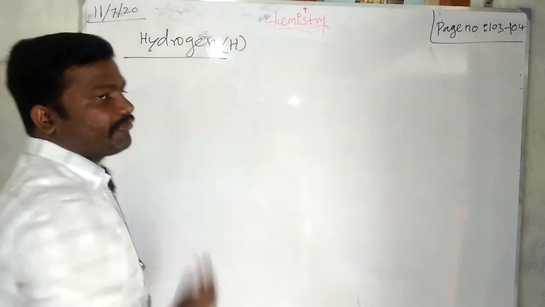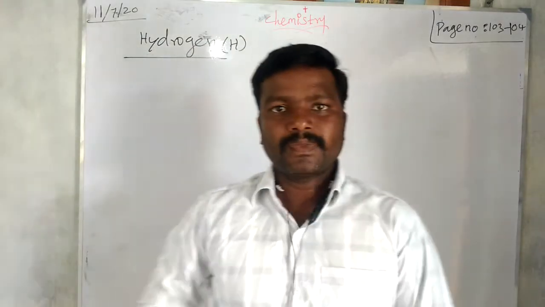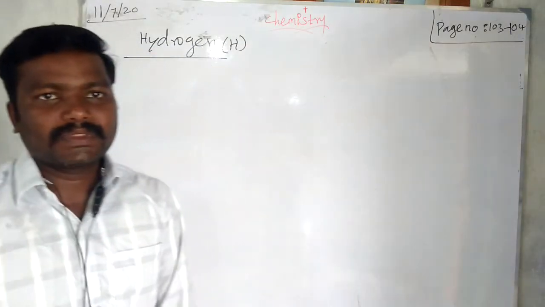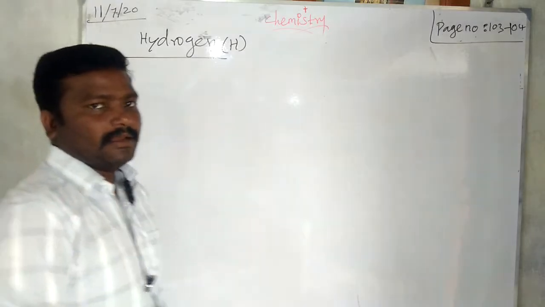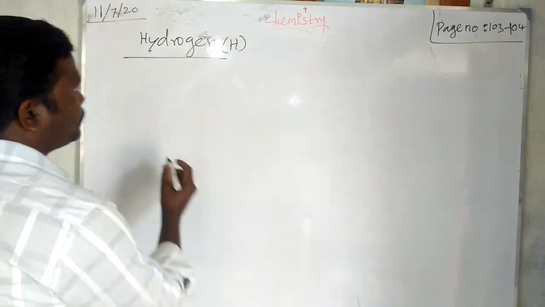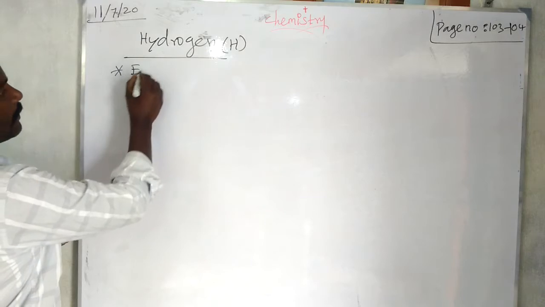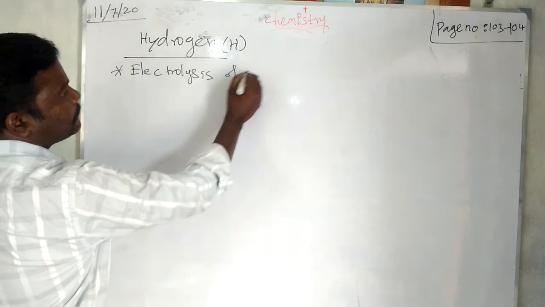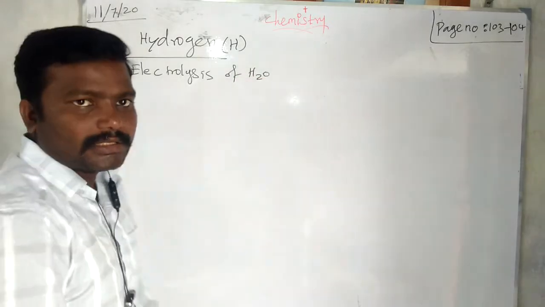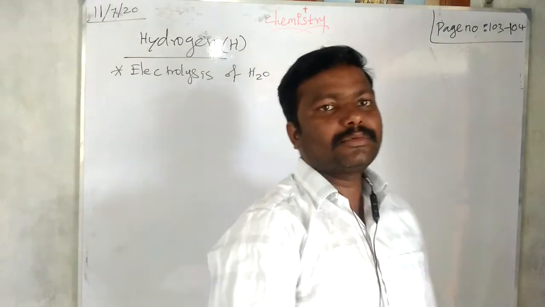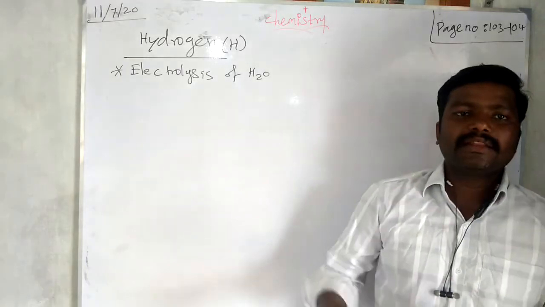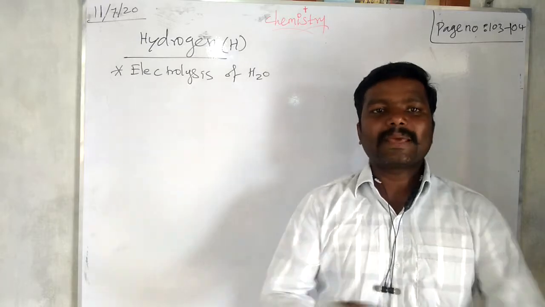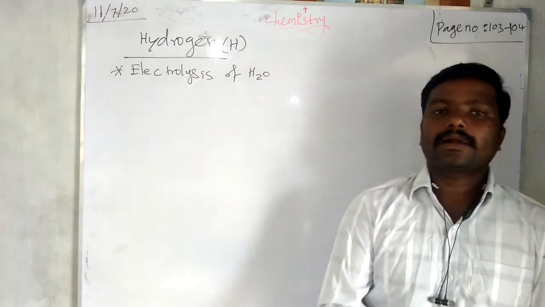There are different methods to prepare hydrogen. The first one is to prepare hydrogen from water: electrolysis of water. What do you mean by electrolysis? We pass current through the anode and cathode in the solution. Because of passing current, some chemical reaction is produced, and that is called electrolysis.